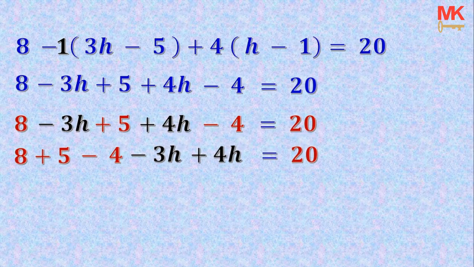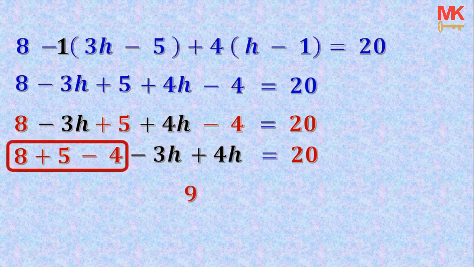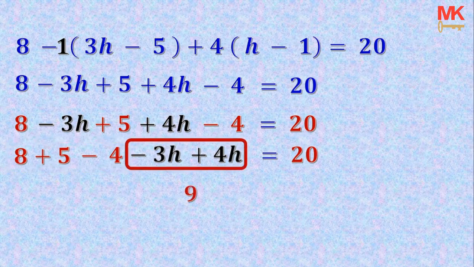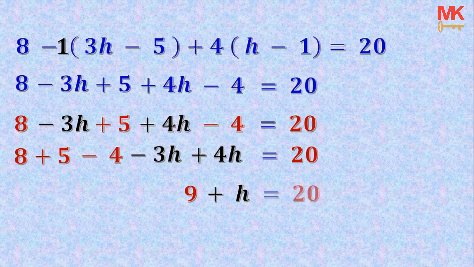Of course, 8 plus 5 minus 4 gives us 9. And minus 3h plus 4h gives us plus h. And at the right-hand side, we'll just keep our 20 again. So looking at this new equation, you see that 9 plus h equals 20. The 9 and the 20, of course, are like terms again. So the 9 will have to cross over to be with the 20.